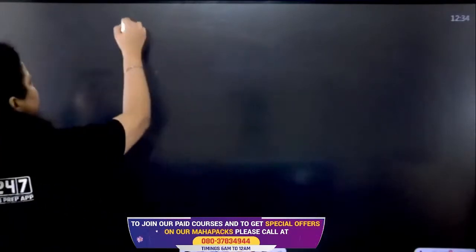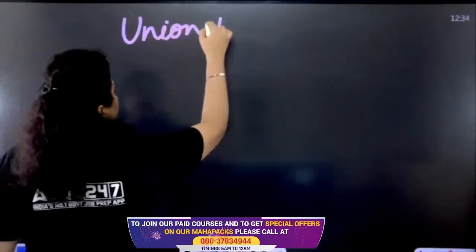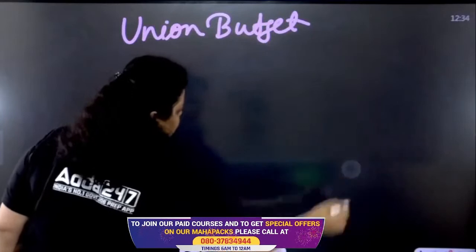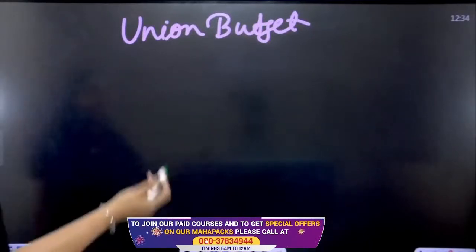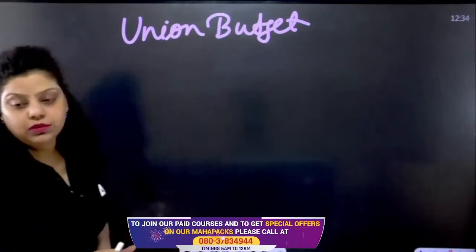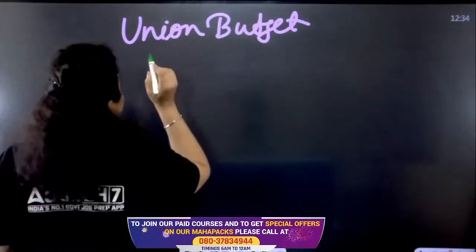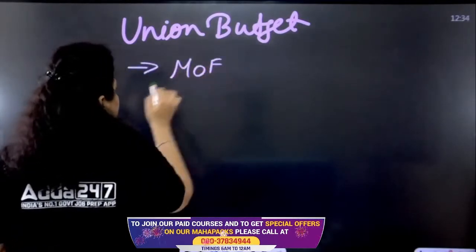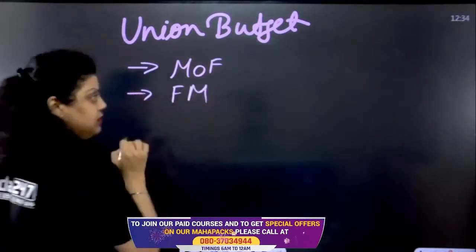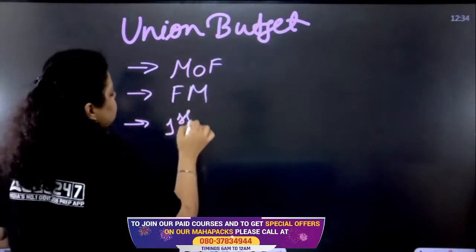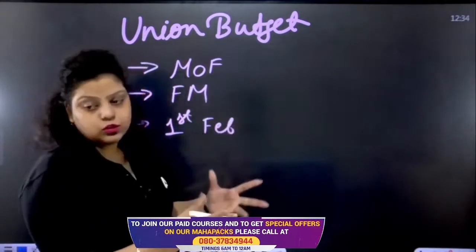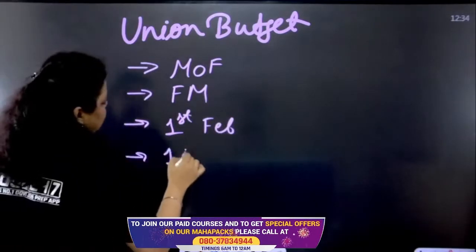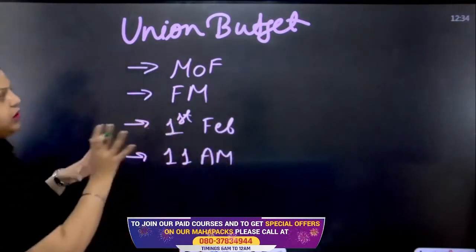Okay, so the union budget, you can also call that fiscal policy. The fiscal policy is presented every year with the union budget of the Government of India. Earlier, the union budget is prepared by the Ministry of Finance and presented by the Finance Minister on the first working day of February, or 1st Feb, at 11 AM. This is the basics of your budget.